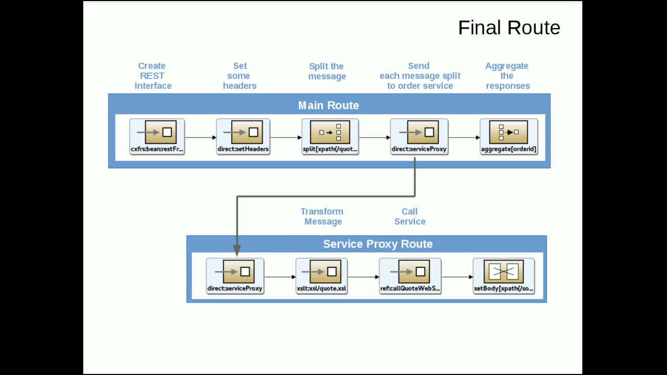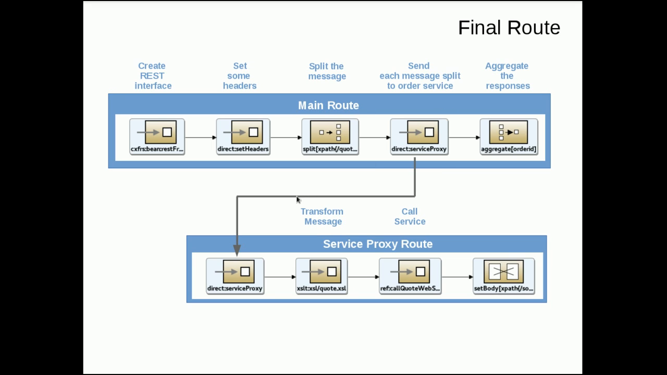So I'm going to be building this route using the Camel capabilities within JBoss Fuse. So let's look at each of the individual aspects of that route. I'm going to create a REST interface to expose our service to our customers. I'm going to set some headers. And those headers are going to be pulled out of the XML message, which I'm going to use to control the aggregation. I'm going to split the message, so I'm going to take each of those companies that get sent through individually, split them, and call the back-end quote service for each one of those.